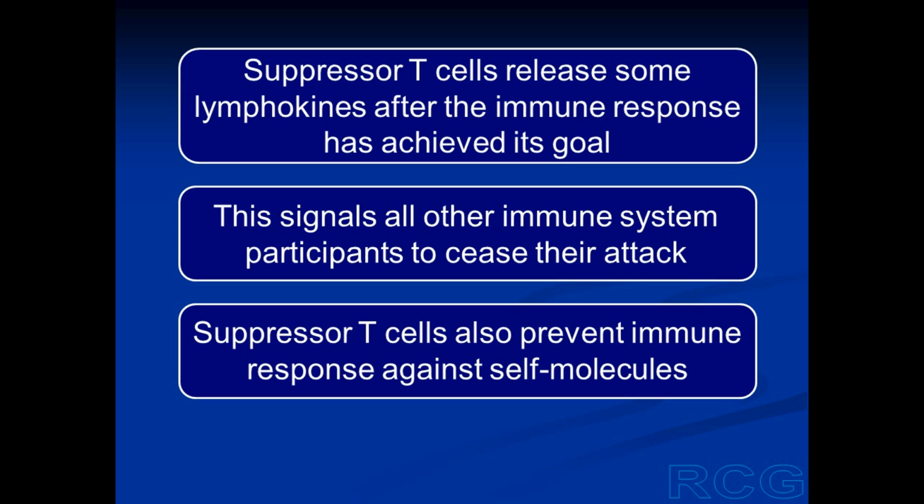Moreover, the suppressor T cells have some role in preventing an immune response against self molecules. Some of our own molecules possess all the properties of antigens, but they are not foreign chemicals. And our immune system does not act against these potential self-antigens. And suppressor T cells have some role in preventing an immune response against the self molecules or the potential self-antigens.